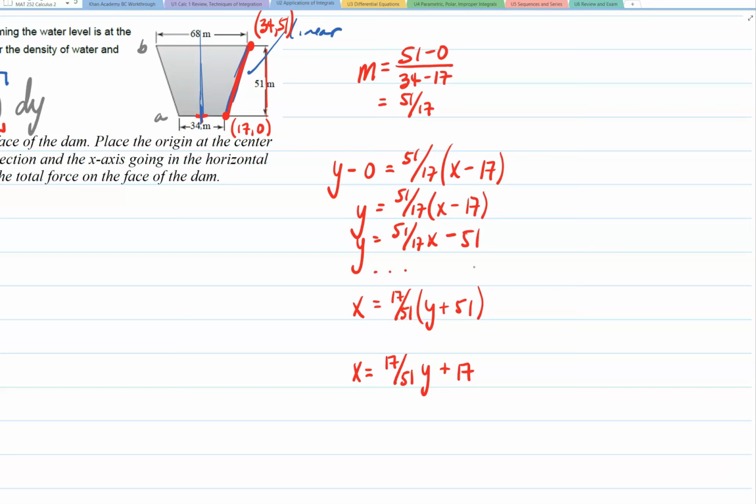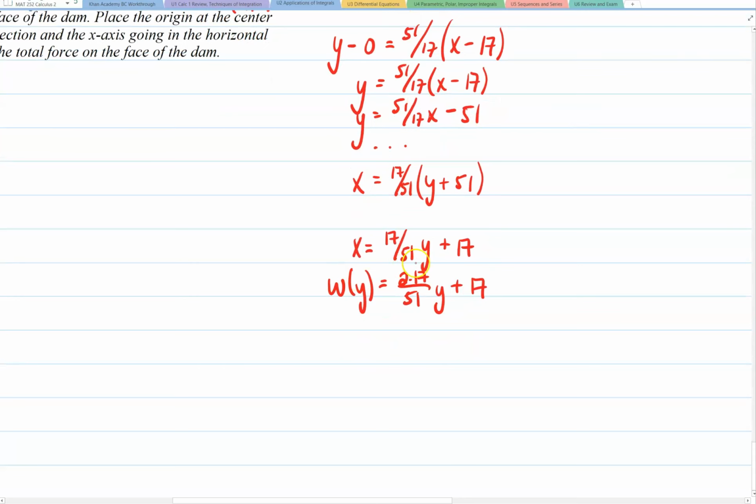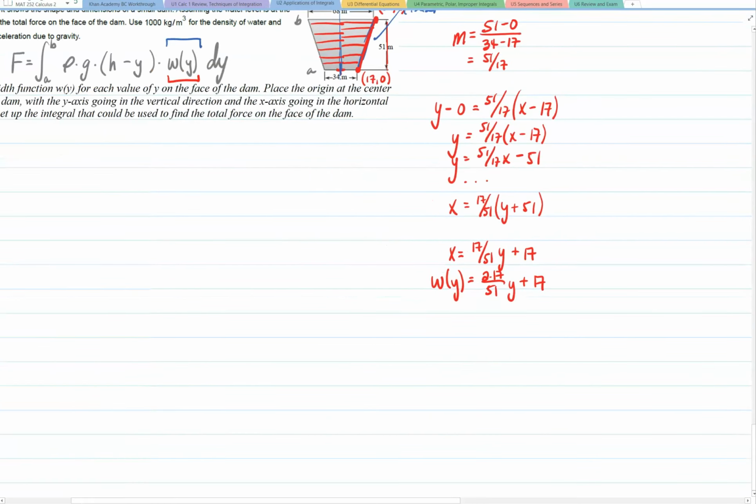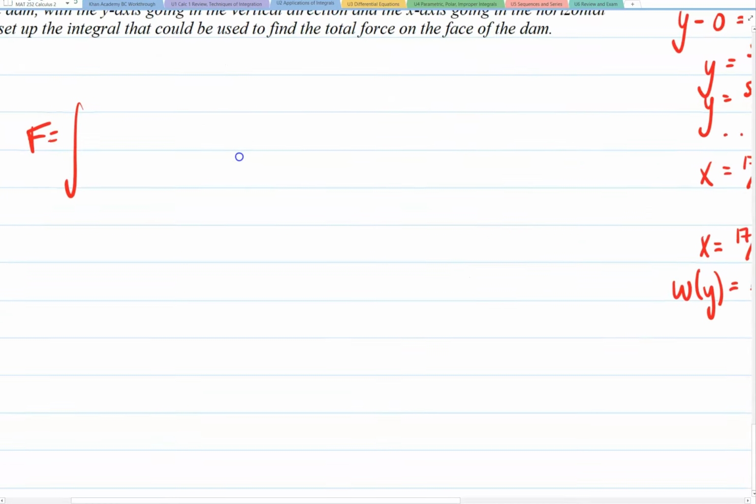And we do also have to be careful that this x coordinate represents the measurement or the horizontal distance from center line. We're worried about the entire width of the dam here, so we should really double this. And so our width based on y is going to be 2 times 17 divided by 51 y plus 17, or 34/51 y plus 17. Okay, so all of that preliminary work done just to find the width measurement of the dam wall based on the height position, now we can fairly easily compute the force behind the wall.